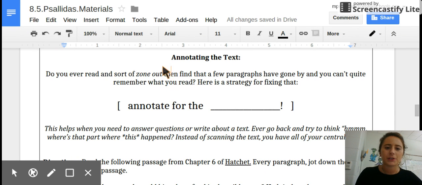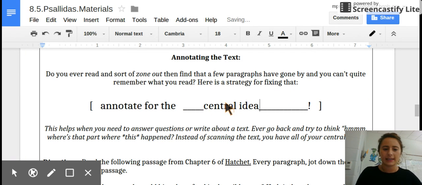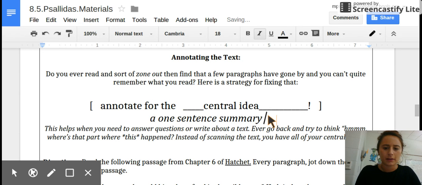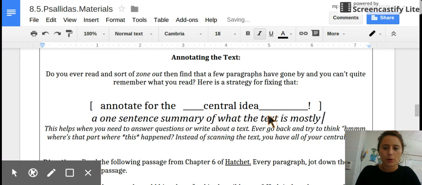Do you ever read and sort of zone out and then find out that a few paragraphs have gone by and you can't quite remember what you just read? There's a strategy for fixing that. It's called annotating for the central idea. The central idea is, write this down right underneath here, a one-sentence summary of what the text is mostly about.